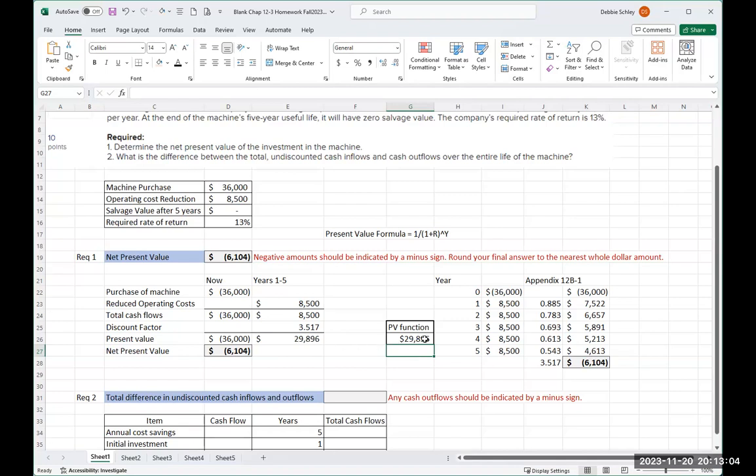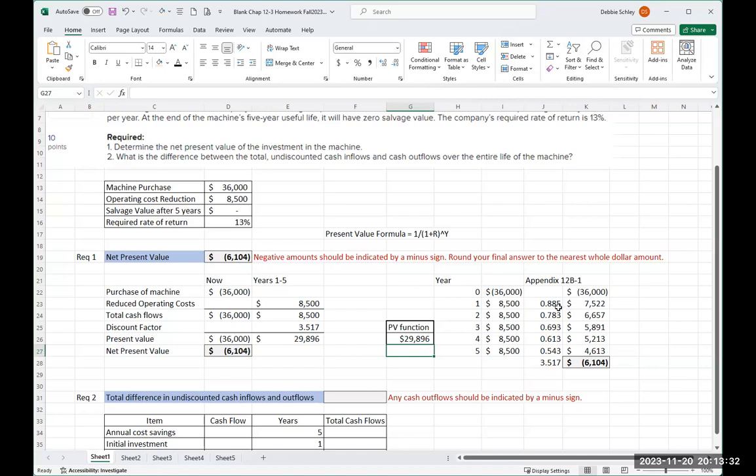And so if I sum these together, I will get the same negative 6,104. So that was 3 ways to get to the same answer. And in this case, because they're having it, we put things in negative if they are negative and round the answer to their whole dollar amount. I did not have to do a hard input on these numbers.